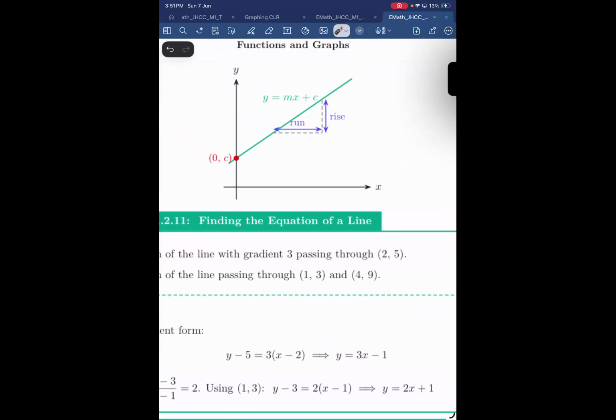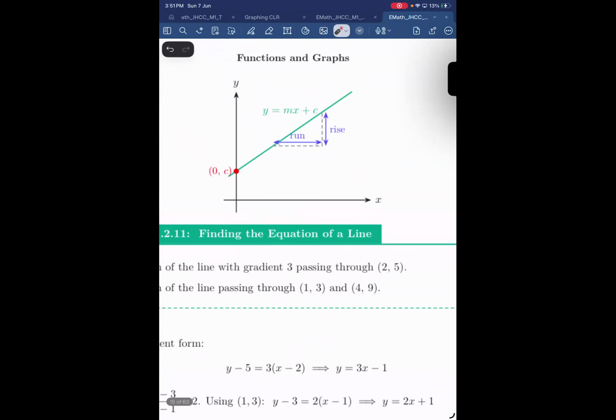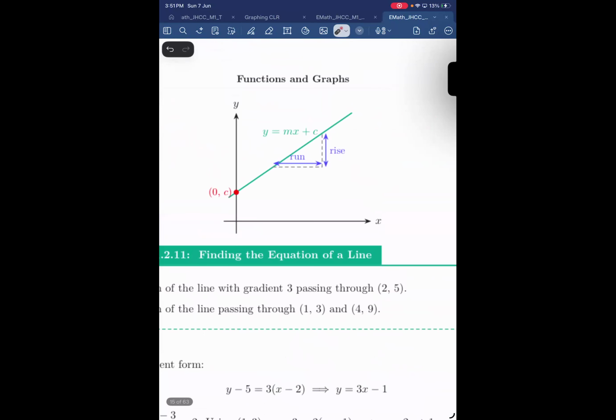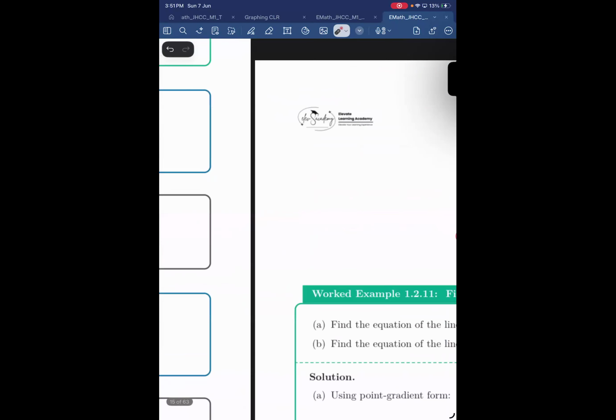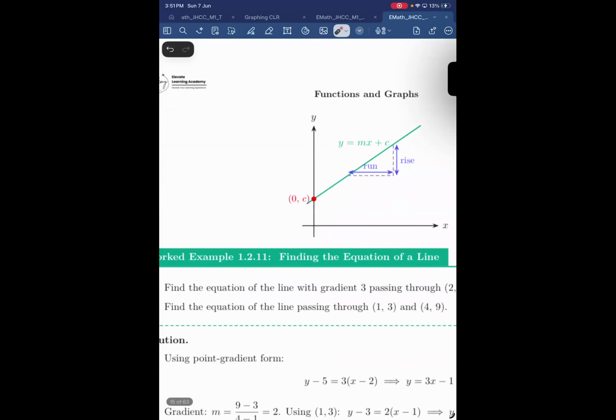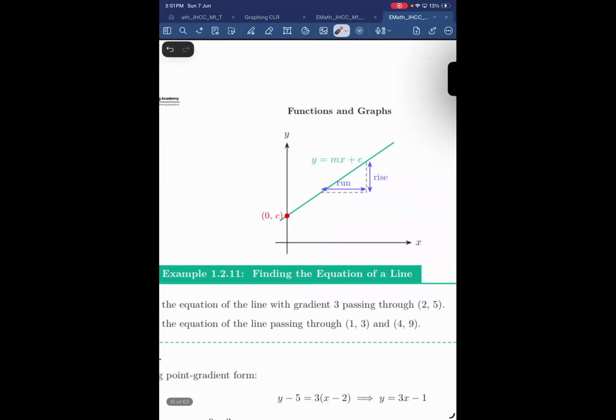So, finding the equation of a line. For part A, you have the gradient, and you have a point that it passes through. Honestly you can use either form, but in this case they chose the point gradient form. What do you need? You need a gradient and a point on the line. So you sub it in: the gradient is 3, y minus y1 equals m times (x minus x1), where x1 is 2 and y1 is 5. Then you move everything around, and y equals 3x minus 1 is the answer.